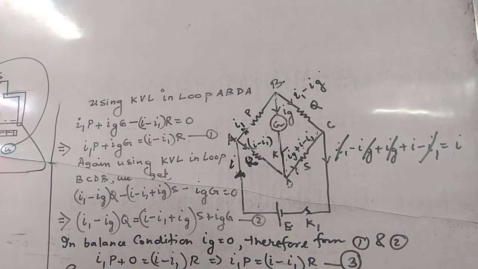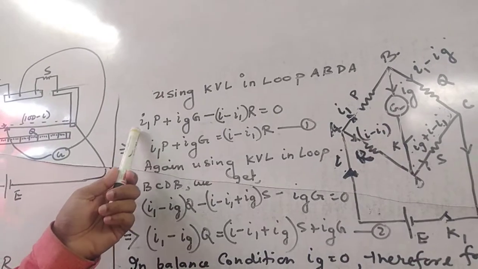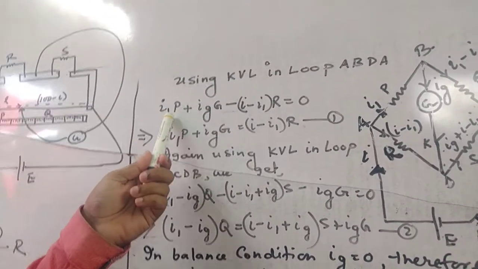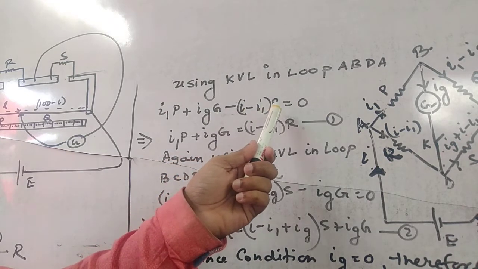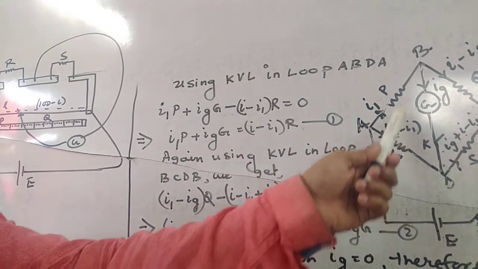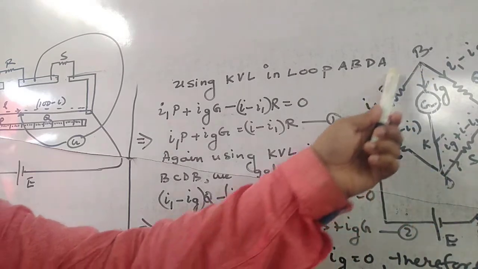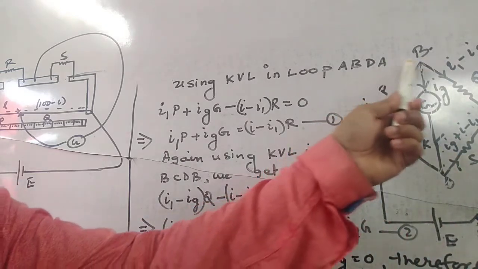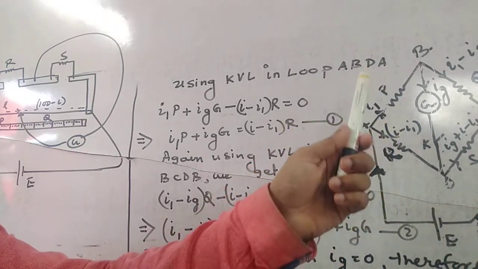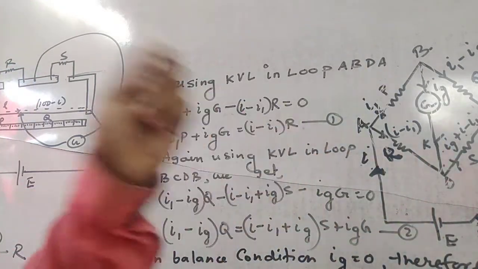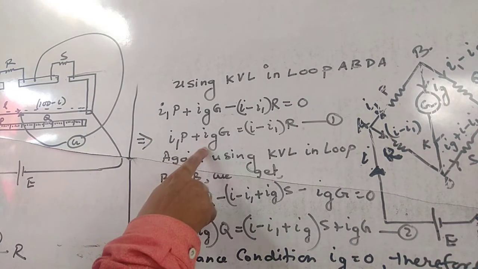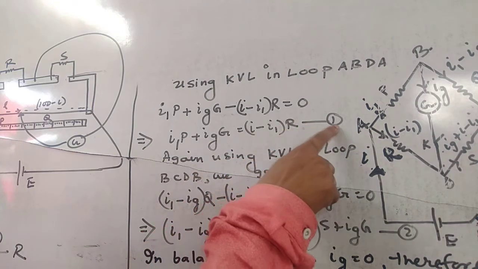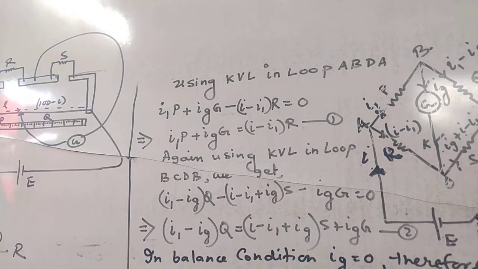So when you are using the KVL, we can say that I1 into P in the first, second one is IG into G, minus of (I minus I1) into R, equal to 0. Why is it 0? Because in this connection you will see that there is no EMF of a cell connected. Still there is some potential there, so the total potential is considered to be 0. So we can write I1 into P plus IG into G equal to how much? (I minus I1) into R. This is taken to be equation number 1.